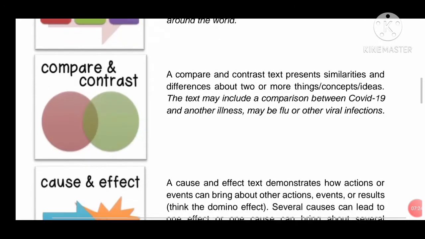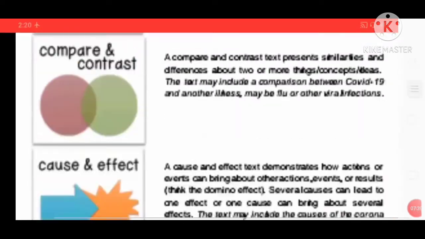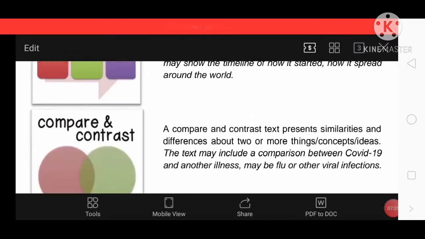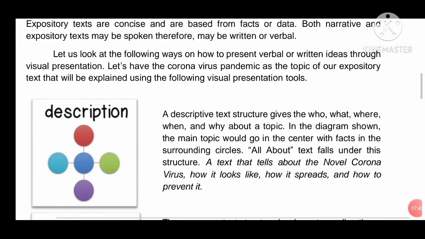Okay, so these are the types of the expository text. We have description, sequence, compare and contrast, the cause and effect, and the problem and solution. So if you're going to use descriptive text, it gives us the information of the who, the what, the where, and when. So it's stated here that if we will write about the novel coronavirus, we must state how it looks like, how it spreads, and how to prevent it. So we need to describe that in our text.